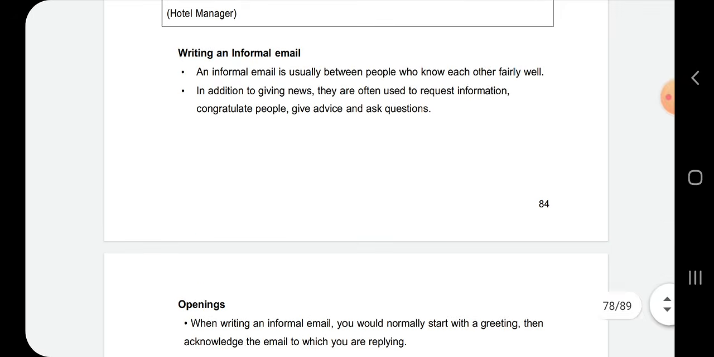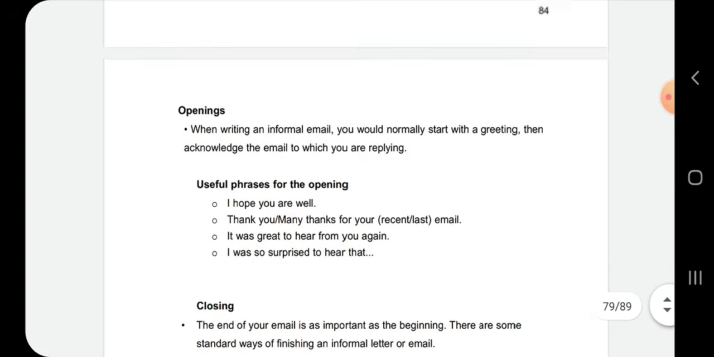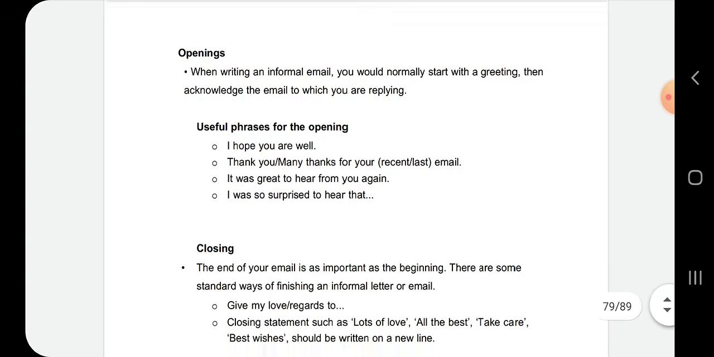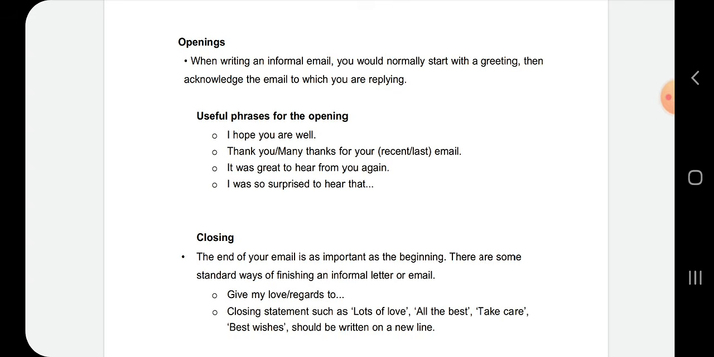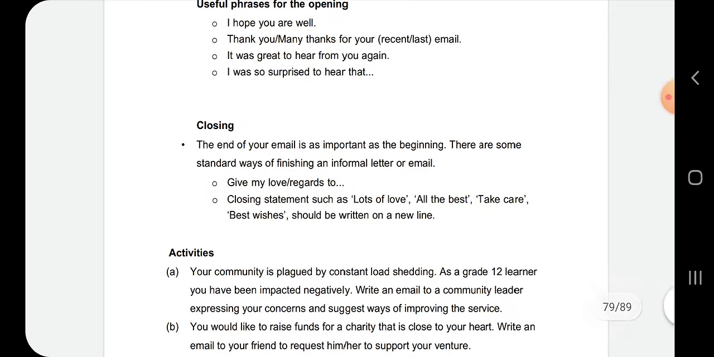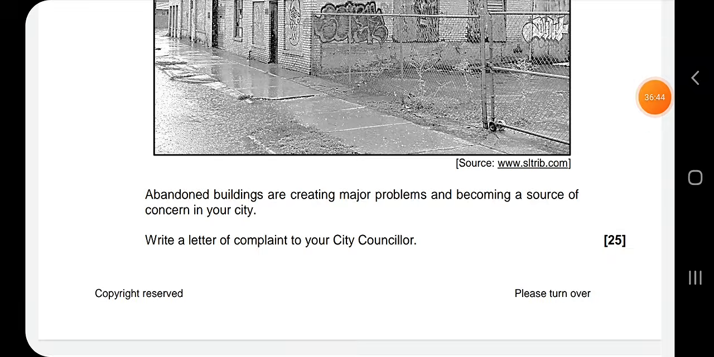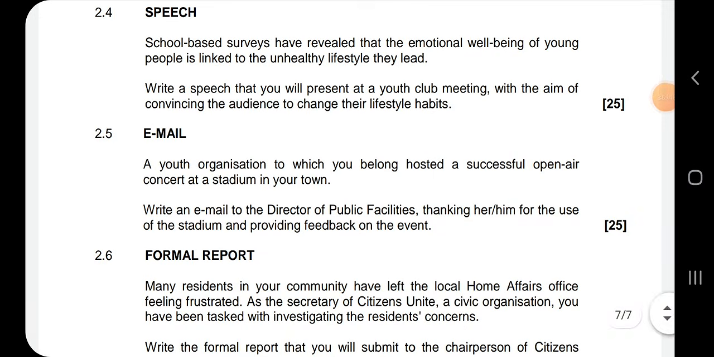An informal email is usually between people who know each other. The opening when writing an informal email, you would normally start with a greeting, then acknowledge the email to which you are replying. So useful phrases for the opening: I hope you are well. Thank you. It was great to hear from you again. I was so surprised to hear that. So it's more friendly.